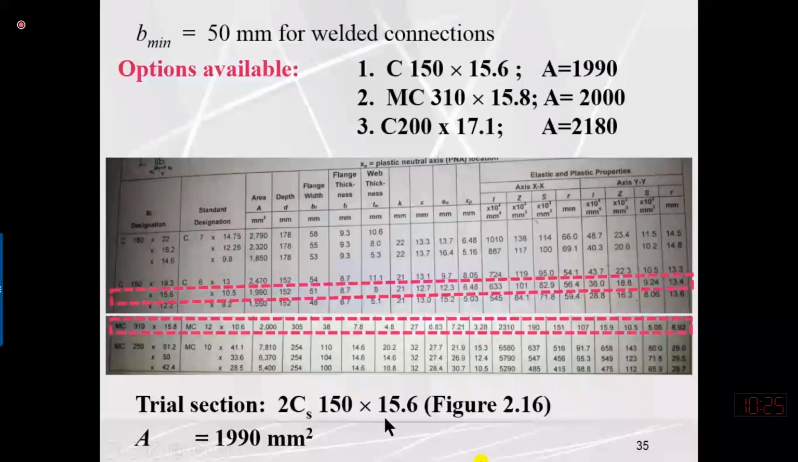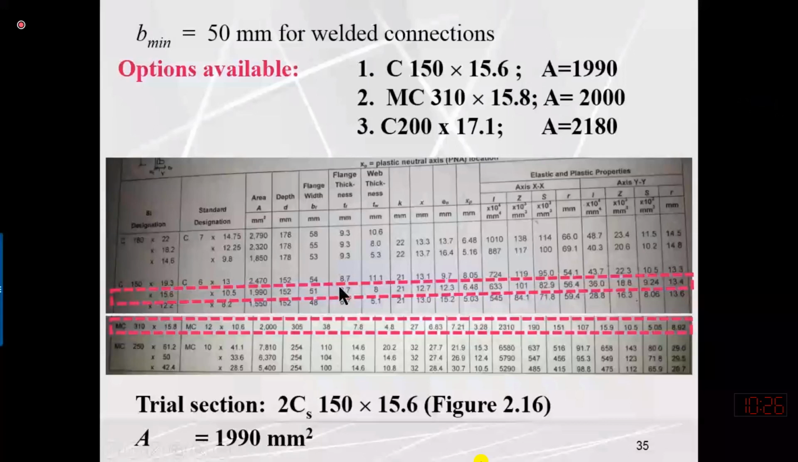into 15.6. Area of one channel is equal to 1990. Here I just write down all the properties that we may require. We require area. BF value is 51. The BF value is more than 50, it is okay. Depth is 152. Thickness of flange is 8.7. Thickness of the web we may require, 8.